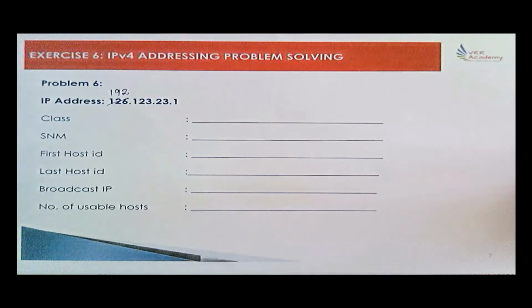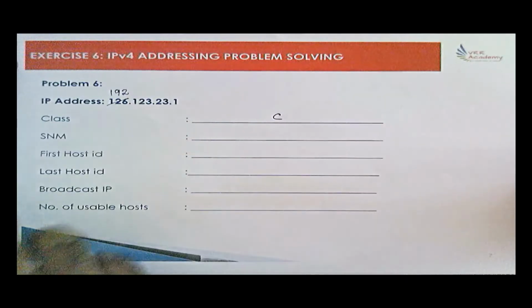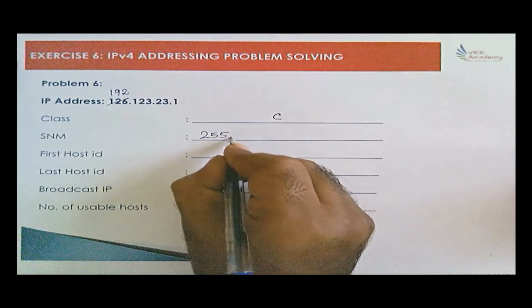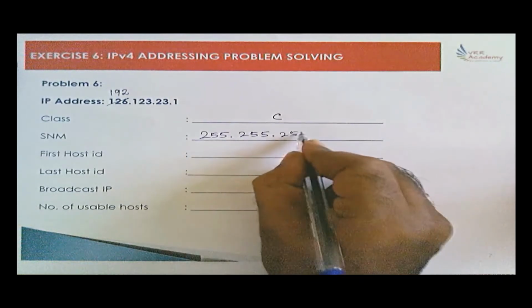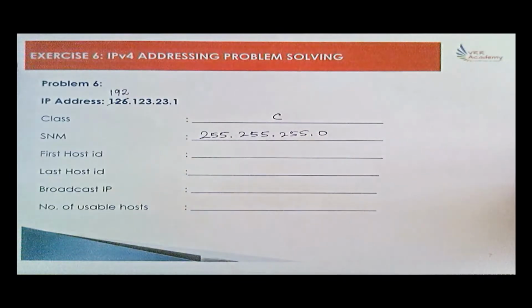If you see this, 192 belongs to class C. So it is a class C IP address. Then the subnet mask for a class C IP address is 255.255.255.0. This is the subnet mask for a class C IP address.